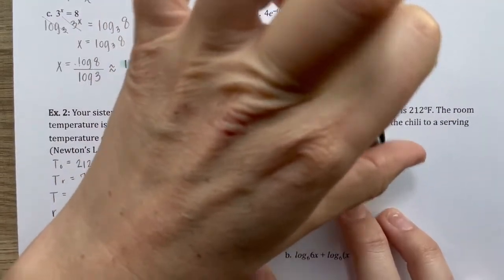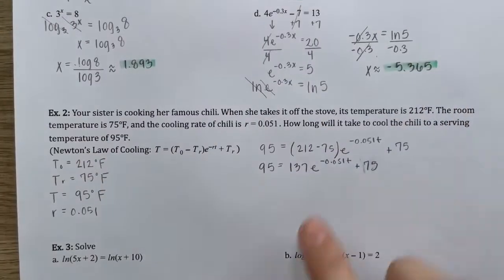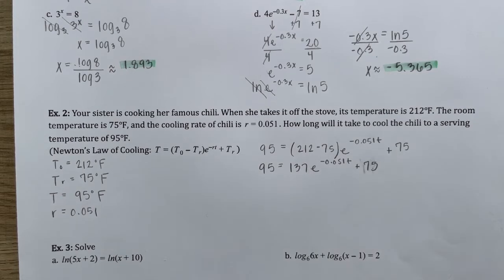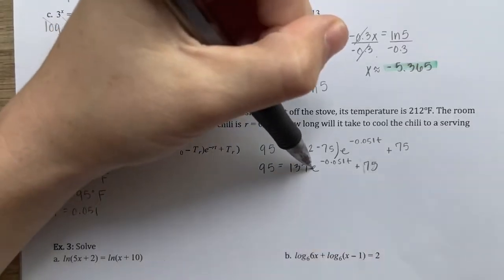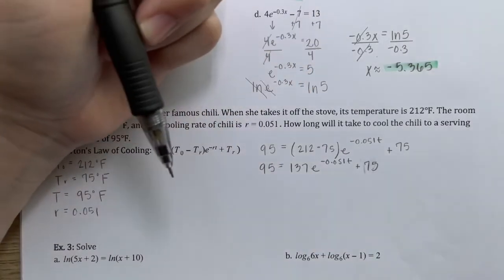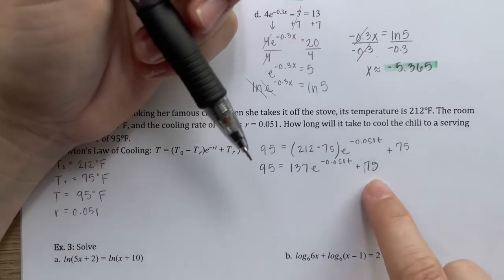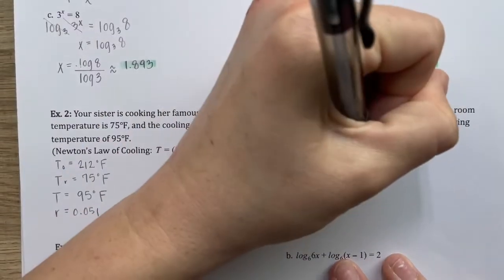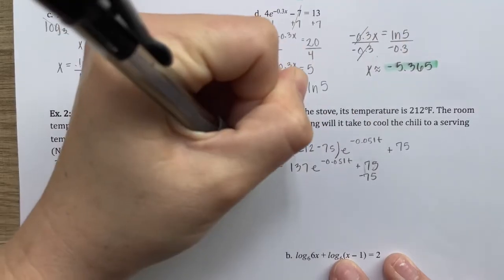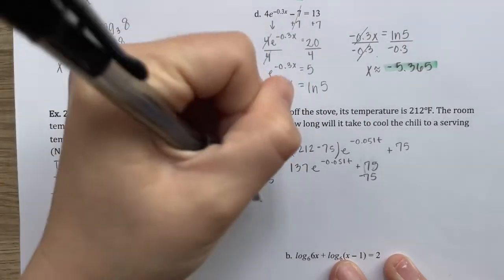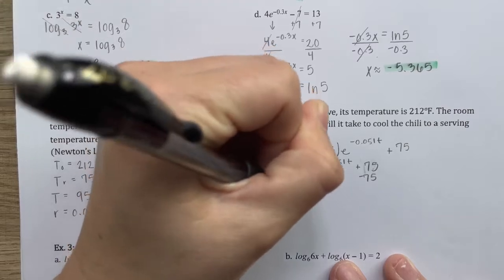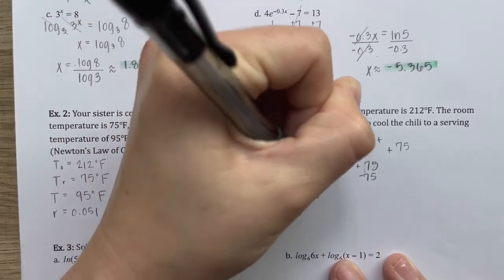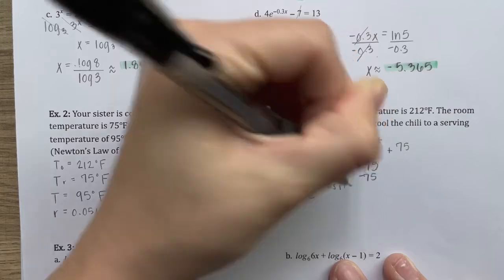Now if we look at this equation, we can see that we have one exponential. I know that eventually my goal is going to be to log both sides in order to cancel out the exponential. But before I do that, I need to isolate the exponential. So I'm trying to isolate just the E raised to the negative 0.051 T. So I can cancel out this plus 75. I can subtract 75 from both sides. And then 95 minus 75 is 20 equals 137 E raised to the negative 0.051 T.